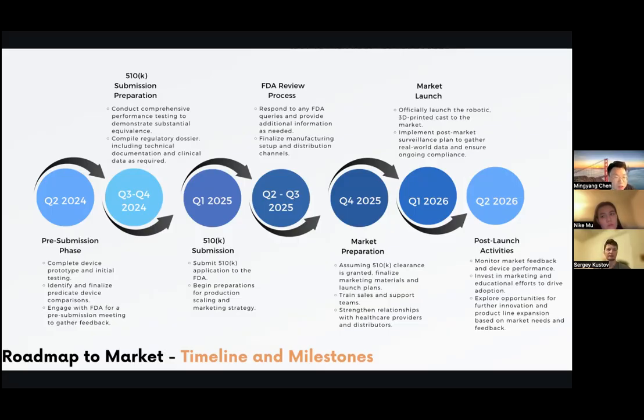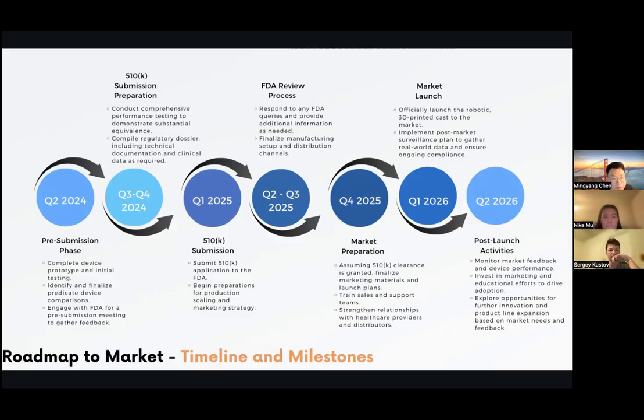And then Q3 and Q4 in 2024, we will do the preparation for the 510(k) submission. We will conduct the comprehensive performance testing to demonstrate substantial equivalence, and we will compile the regulatory dossier, including technical documentation and clinical data as required. And in 2025 Q1, we will do the 510(k) submission. We'll submit the 510(k) application to the FDA.